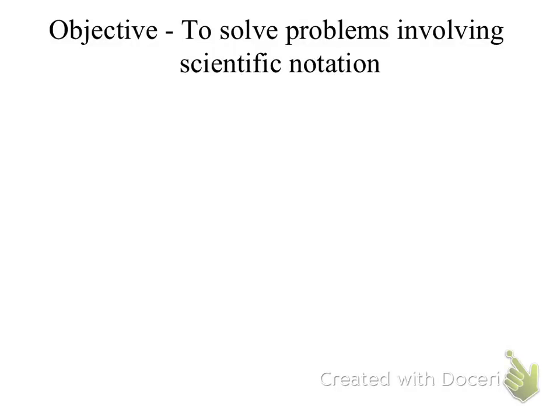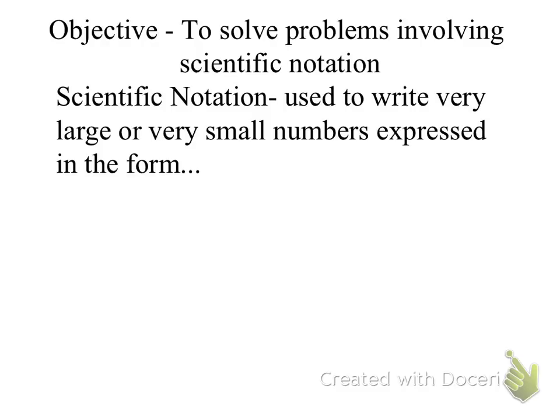This is for section 5.4 in the Green Book, and it's on scientific notation. Scientific notation is used to describe really big numbers or really small numbers. For instance, the distance from here to the moon is a very large number, whether we're talking inches, miles, feet, or kilometers.